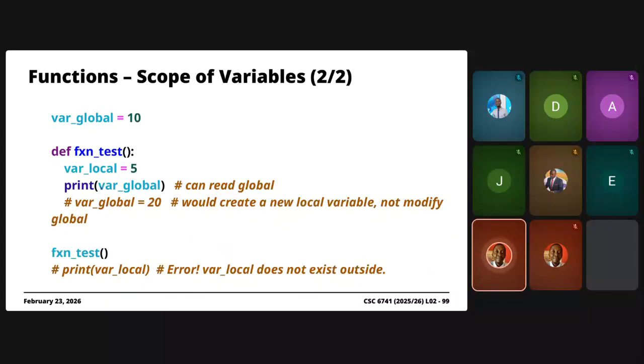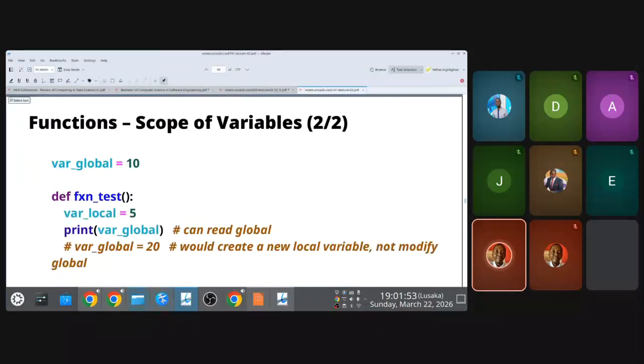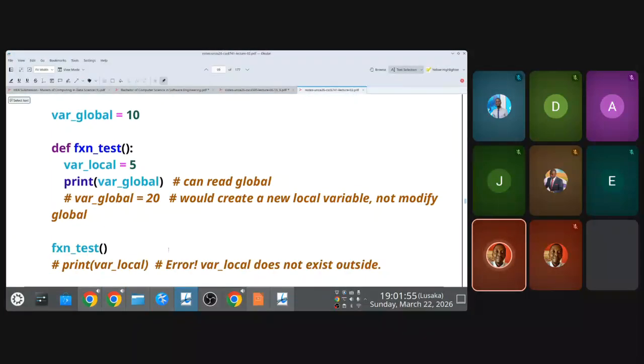But if we change the body here and say var_global is equal to 20, we'll not be able to see 20 when we invoke the function, right? Because what is going to be accessible outside of this function is this value 10. Observe. It's a good example, I guess. I'm going to copy this.